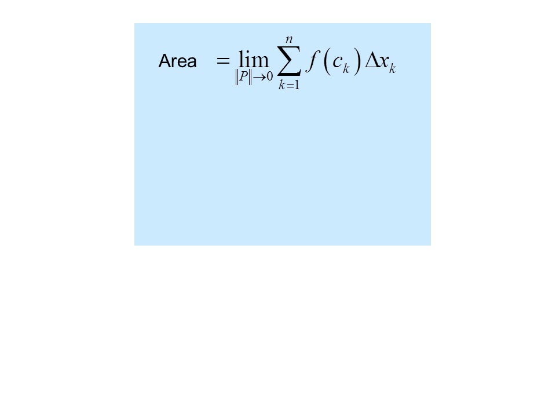So we've written area equals the limit as the norm of P approaches 0 of the summation from k equals 1 to n of f of c sub k times delta x sub k, which we could write as the integral from a to b of f of x dx, or the antiderivative at b minus the antiderivative at a.